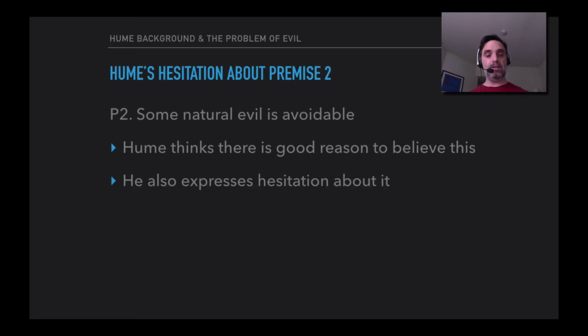But he also expresses hesitation about premise 2. One reason is just that Hume is, in general, very skeptical. He thinks, look, it's very hard for us to know anything, for us to be certain of anything, and that would be true of premise 2 in particular, so we can't be certain about premise 2.